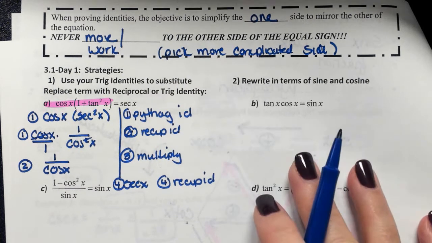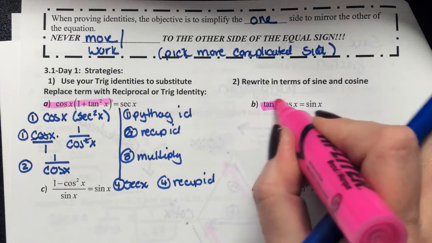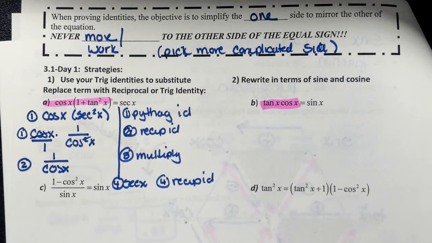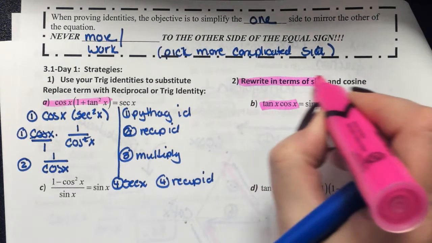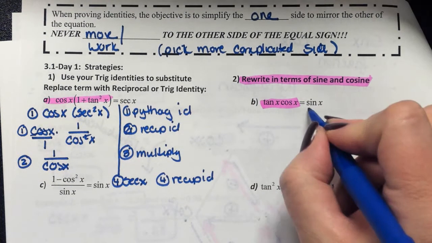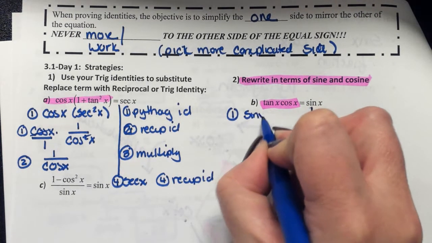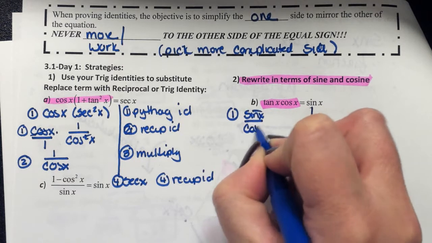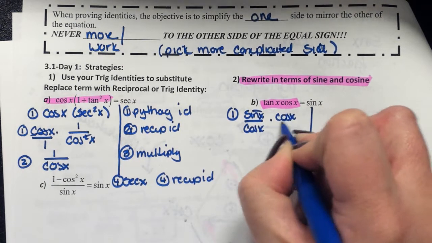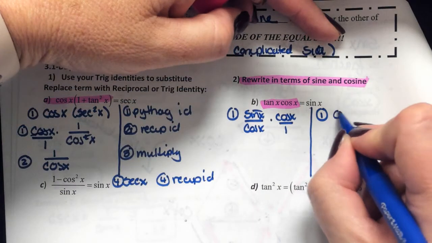Pick your side. What side are we going to work with, left or right? Left. And again, I kind of gave you a hint in number 1. Write everything in terms of sine and cosine. So what's tangent going to be equal to? Sine over cosine. And again, what's my reason? What formula did that come from? That came from my quotient.